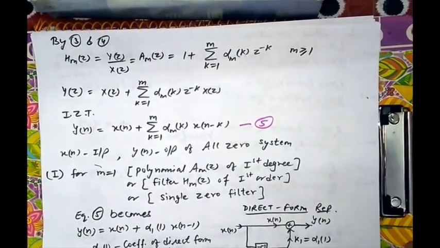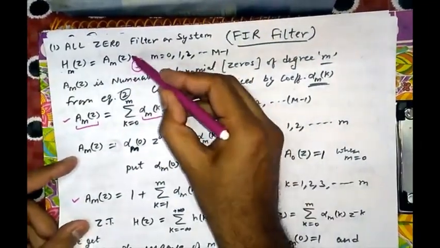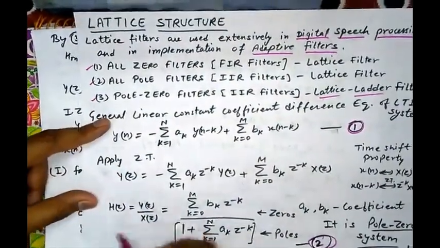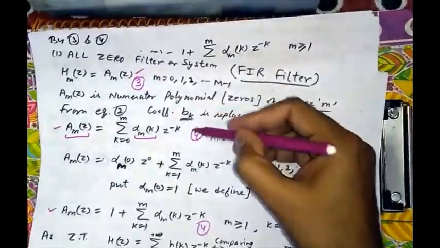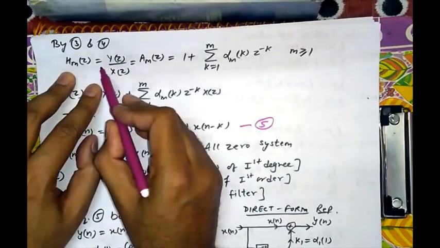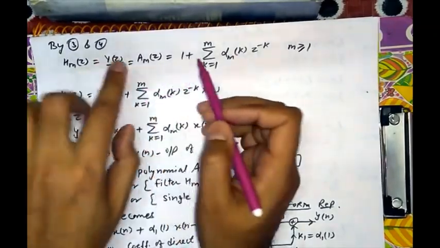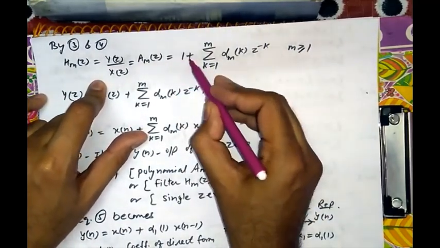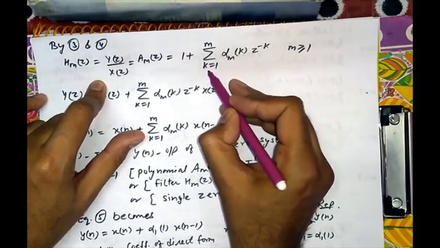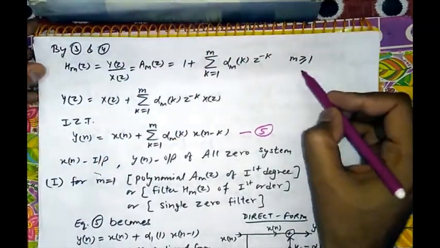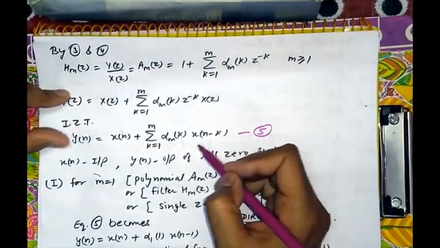So by equation 3 and 4, and we know H(z) is also Y(z) upon X(z). By taking all these combinations, 3, 4 and the value of H(z), we have the combined equation H_m(z) is equal to Y(z) upon X(z), we know very well, and H_m(z) is equal to A_m(z). We have assumed in equation number 3, and by equation number 4, A_m(z) is 1 plus the summation k equal to 1 to m of alpha_m(k) z raised to power minus k, and m varies from 0, m is greater than or equal to 1.